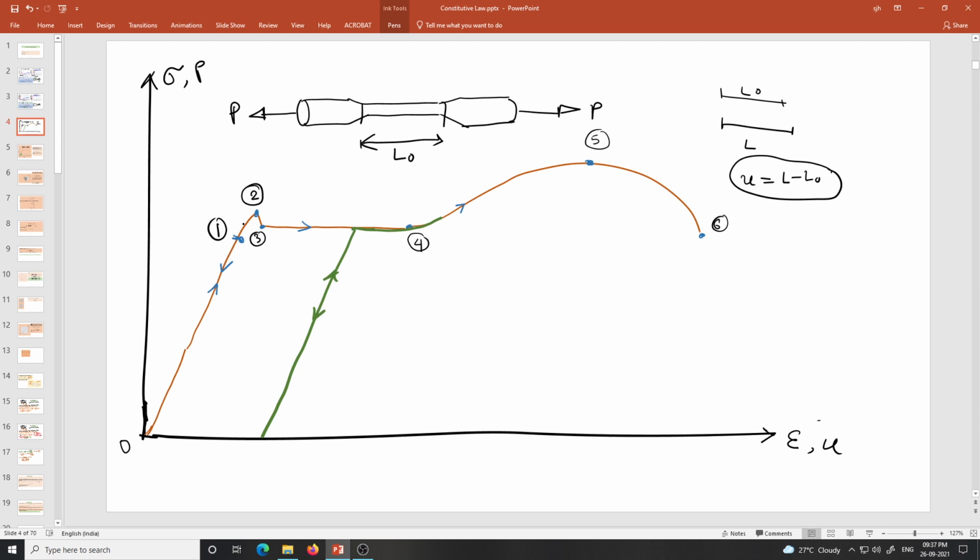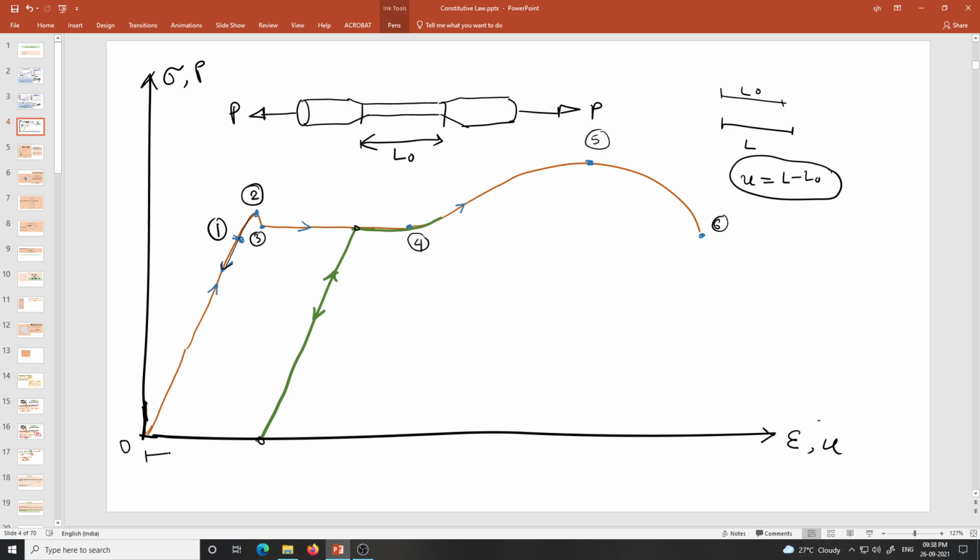Then 1 to 2 is non-linear but elastic. That means if you start unloading, it is going to follow the old path again. The point 2 is known as the upper yield point, point 3 is known as the lower yield point. 3 to 4 is the flow zone, that means it shows completely plastic behavior. Within this zone, if you start unloading, it is going to follow a path which is parallel to the initial tangent, and you come back to a stress free configuration, which is different from your original configuration.